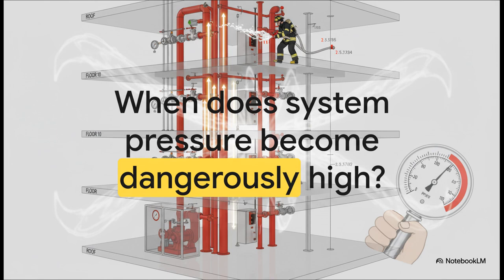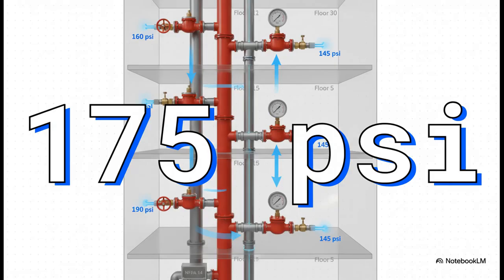At what point does that pressure become just unmanageable, or even flat-out dangerous for a firefighter trying to hook up a hose? And NFPA 14 gives us a very clear, hard and fast answer. 175 PSI. If the pressure at any hose valve, and that's static or residual, goes over this limit, you are required by code to install a pressure-reducing valve, a PRV, to knock it down to a safe level.